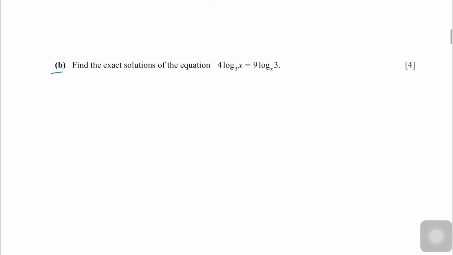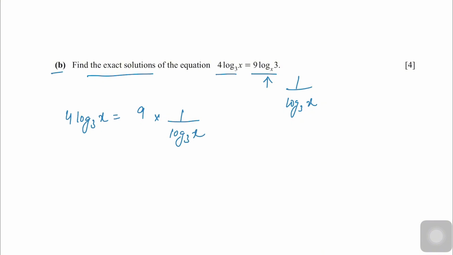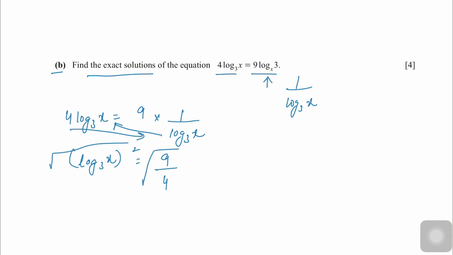Now moving on to part B, we are given find the exact solution of the equation 4 log 3x equals 9 log x 3. So we can write this as 1 over log 3x. This is the inverse log law. So this would be written as 4 log 3x equals 9 multiplied by 1 over log 3x. So this log 3x would be multiplied over there, and this 4 would be divided. This would be log 3x whole squared equals 9 over 4. So this would be square rooted on both sides. So this would be log 3x equals plus minus 3 over 2.